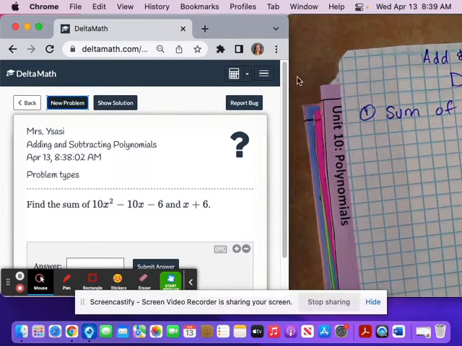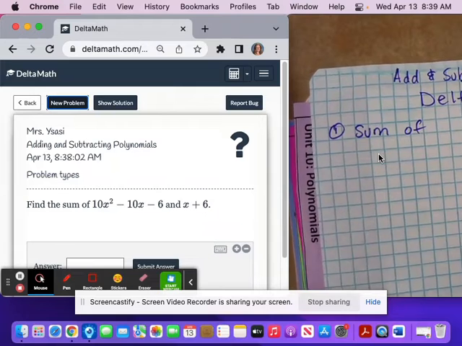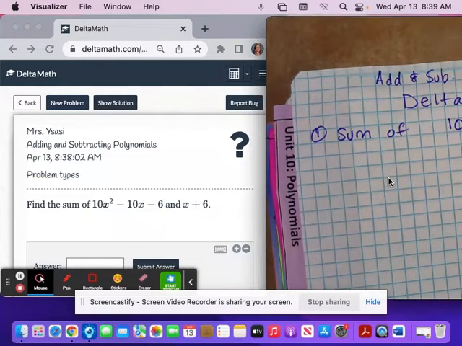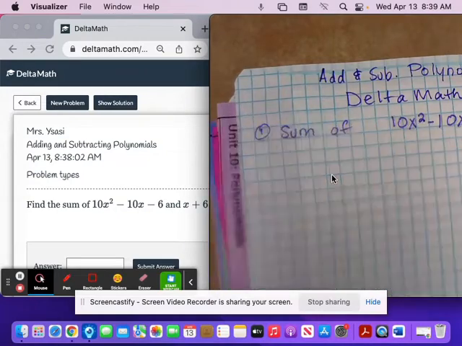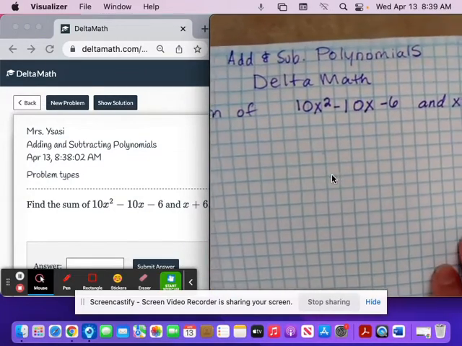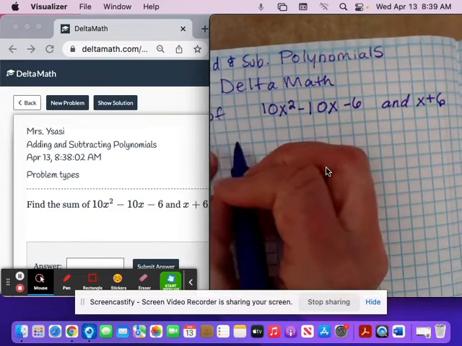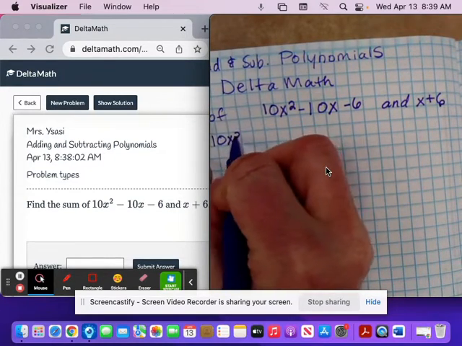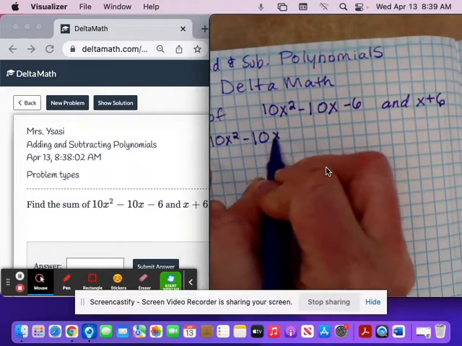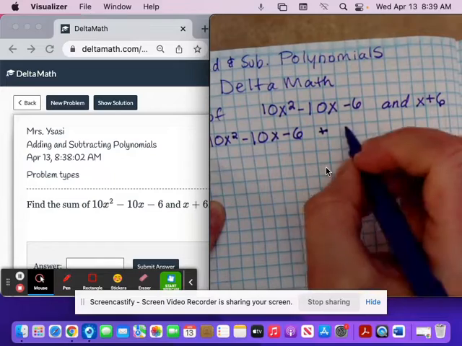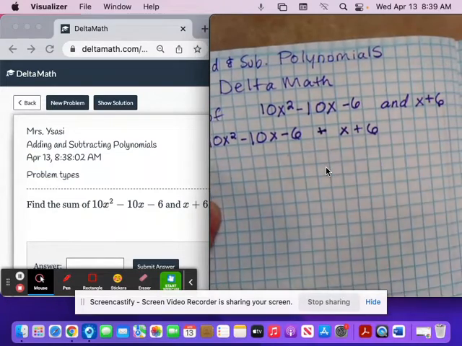Here, I'm trying to make it where I can kind of split it. So if we are finding the sum of these two expressions, sum means to add. So we are going to write 10x squared minus 10x minus 6 plus x plus 6.